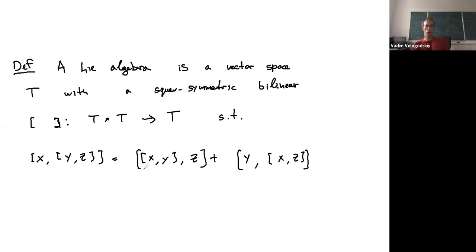Okay, so how can one memorize this formula? Consider the operator, commutator with x. It's an operator from T to itself. And think of the commutator of y and z as a kind of product on T. Then this formula says that this commutator with x behaves like a derivation, right? So you first take the derivative of y with respect to x, and then take the product, and then the second part of the Leibniz formula. So this is a purely algebraic notion.